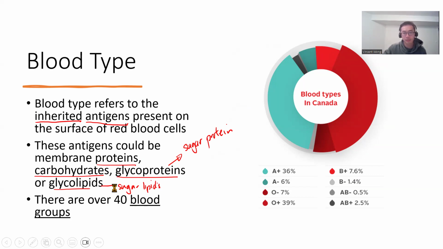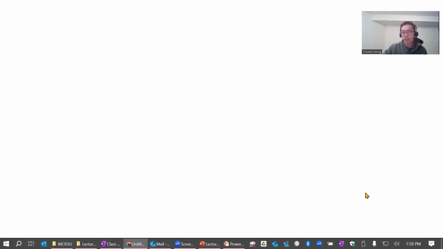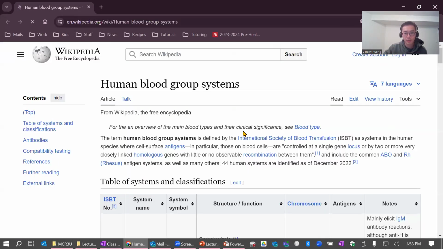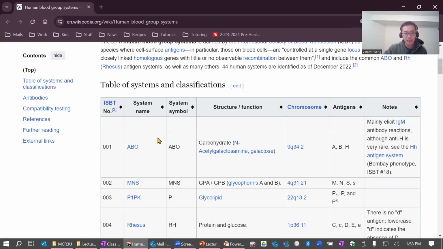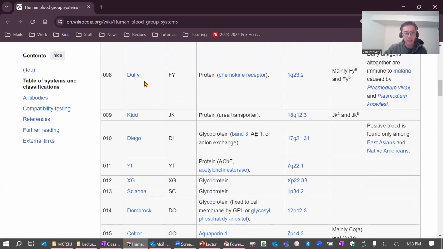There's a link here. You can click on it, and it will take you to Wikipedia, and there's all the different blood groups here.